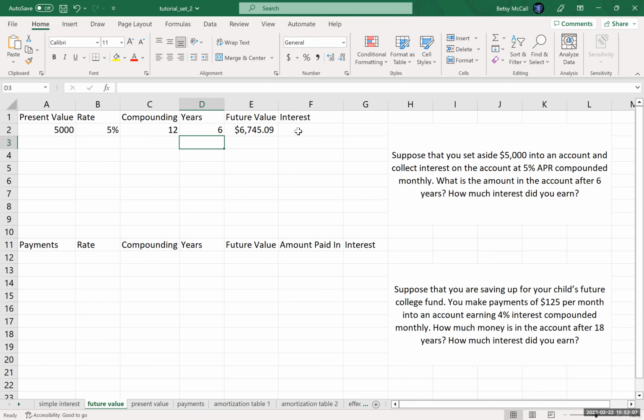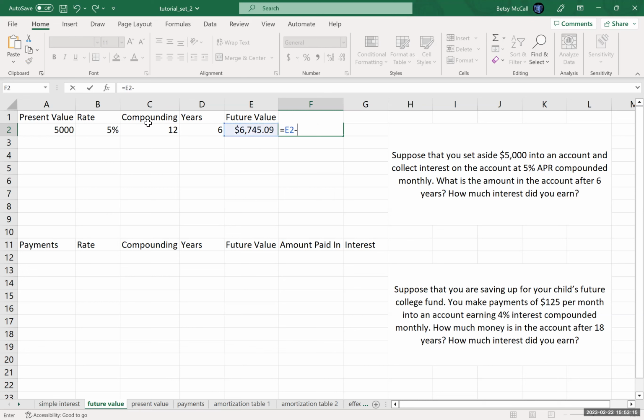Now, if I want to calculate the amount of interest earned, since I haven't been making any payments, basically the interest earned is just the difference between the future value and the present value. And so in this case, I will have $6,745.09 in the account, which means that I will have earned $1,745.09 in interest.